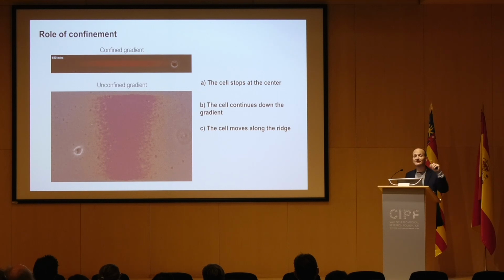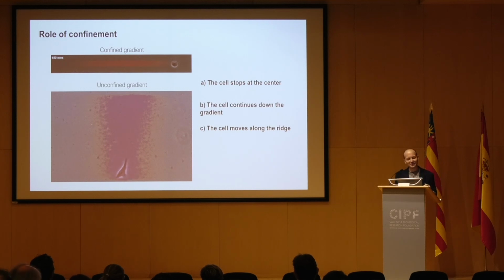Option A, cell stops at the center. Good, you're listening to me. The cell continues down the gradient. The cell moves along the ridge. Good. All right, let's ask the cell to give us the answer. So the cell is slow, suspends, and then it starts migrating along the ridge. Okay, so all of you were right. I'm very happy. You have very clever people.